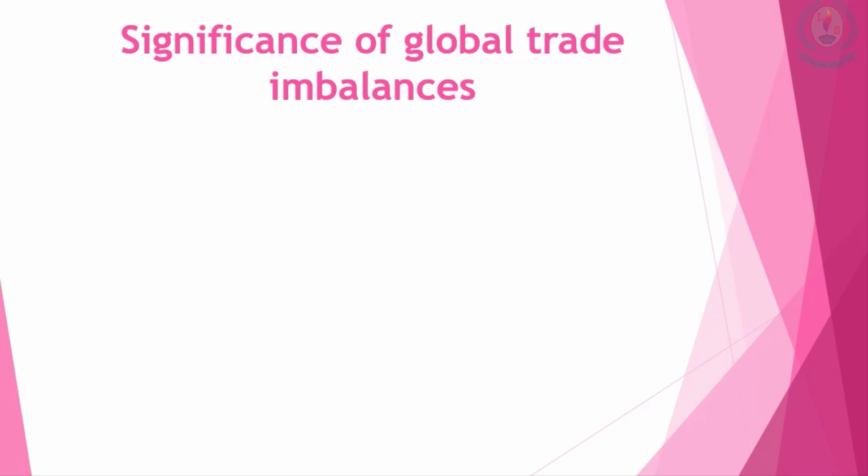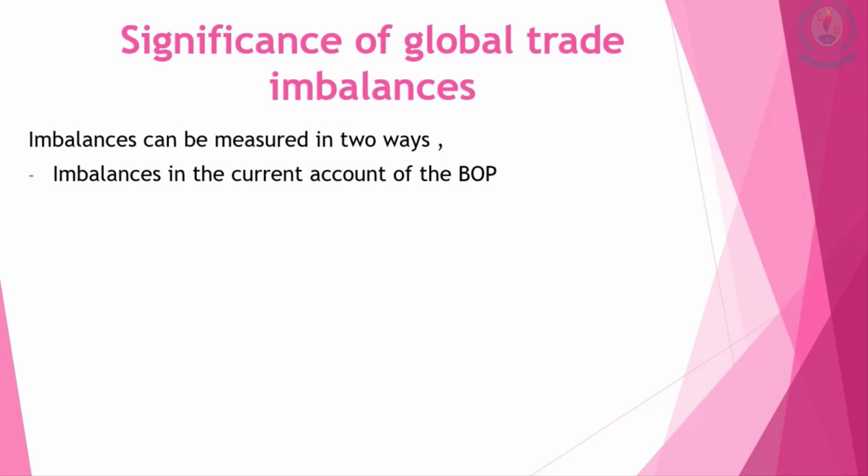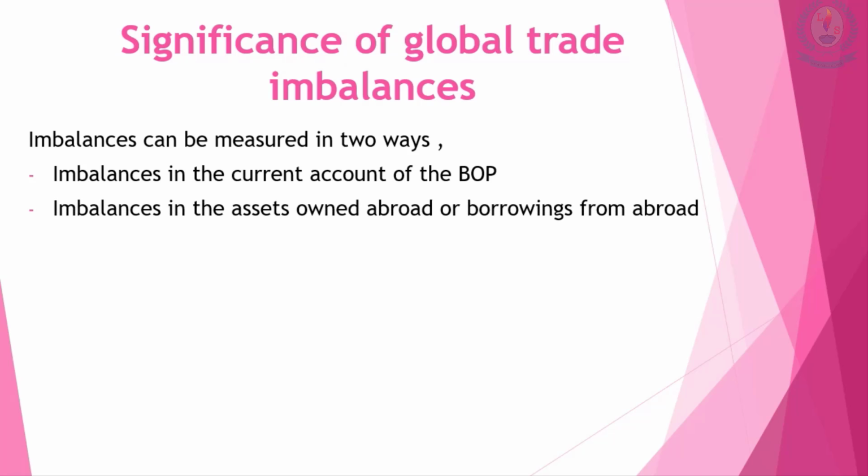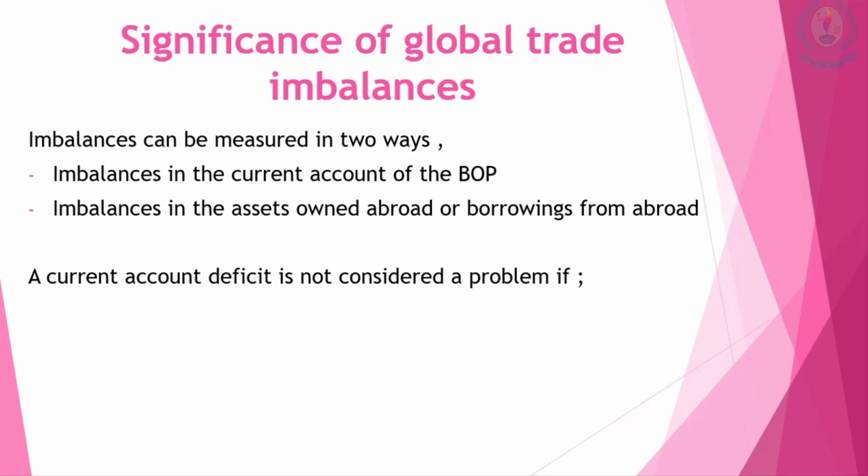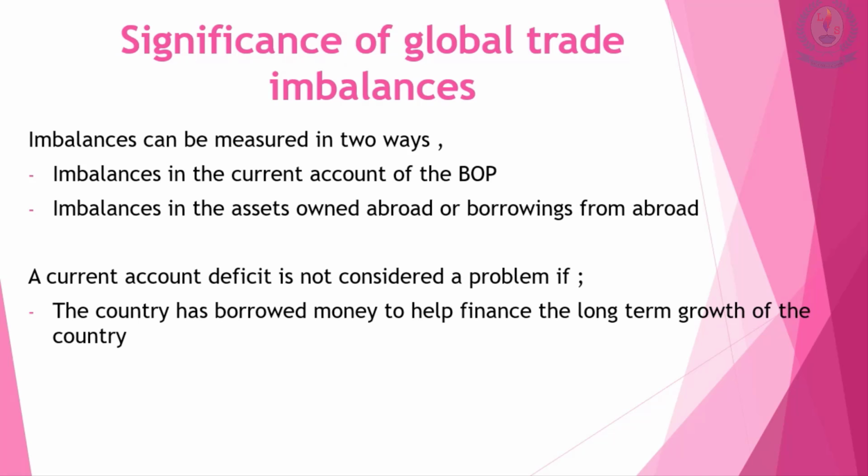Significance of global trade imbalances. Imbalances can be measured in two ways. Imbalances in the current account of the BOP and imbalances in the assets owned abroad or borrowings from abroad. However, a deficit in the current account would not be considered as a problem if the country has borrowed money to help finance the long-term growth of the country.